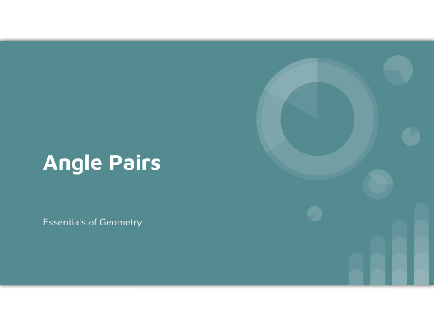We will be talking about angle pairs in geometry. These are basic pairs that you really need to know their definitions as well as the theorems for them. That's very important when we get to proofs. So let's begin.